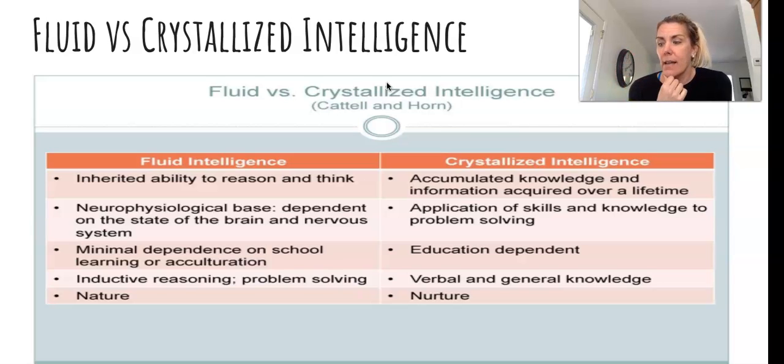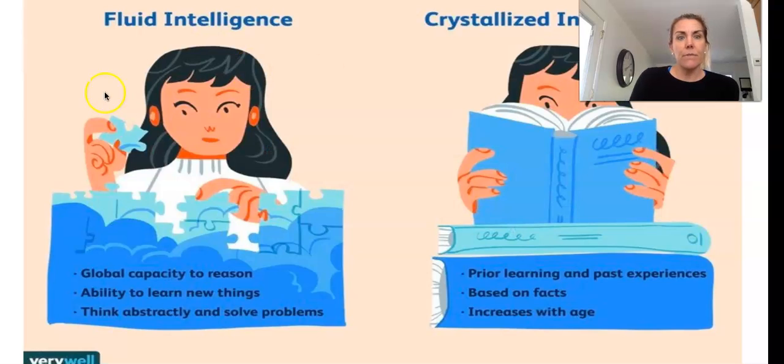The crystallized intelligence, that's more like wisdom, hard facts, and that increases as we age, as long as nothing's going on with the brain or we're dealing with Alzheimer's. Okay. So fluid intelligence is the global capacity to reason, ability to learn new things, think abstractly, solve problems. Crystallized is the prior learning and past experience, and it's based on facts. And again, this is going to increase with age, where fluid would decrease with age.